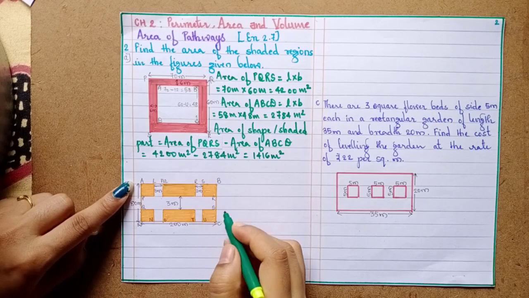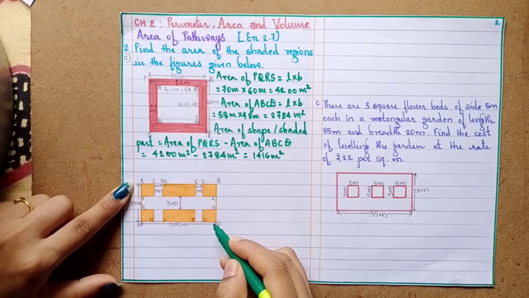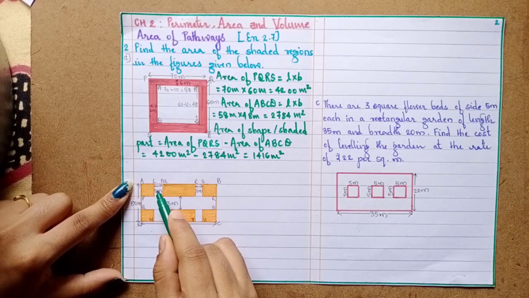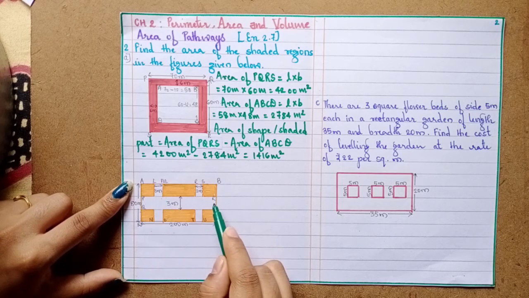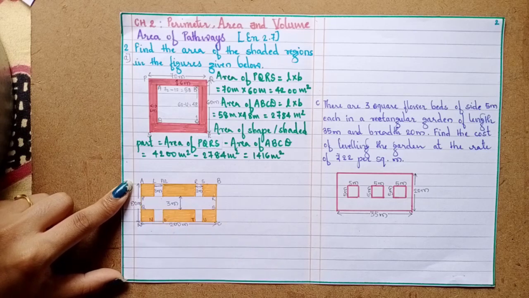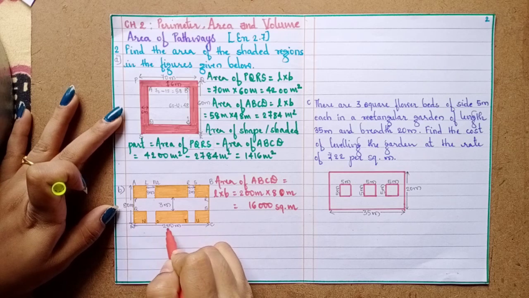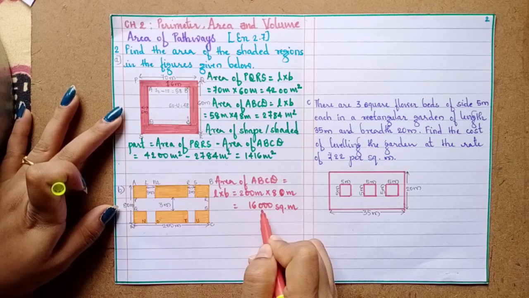So similarly we shall solve example B. To find the area of this figure, first we have to find the area of a rectangle. Then we shall subtract the area of the pathways, and that will give us the area of the shaded part. So let's find the area of the rectangle first. Thus the area of the ABCD figure equals 200 into 80 meter, which gives us 1600 square meter.